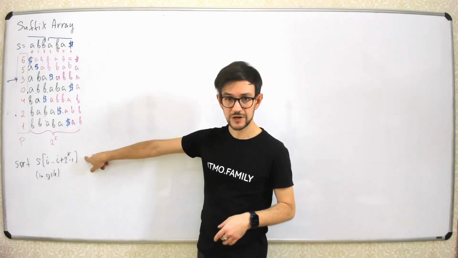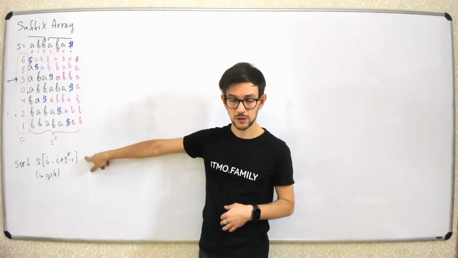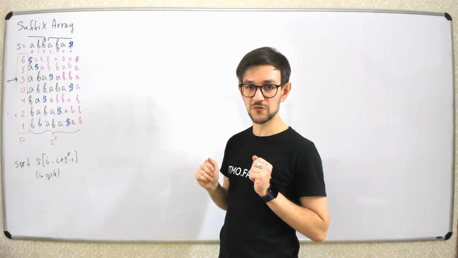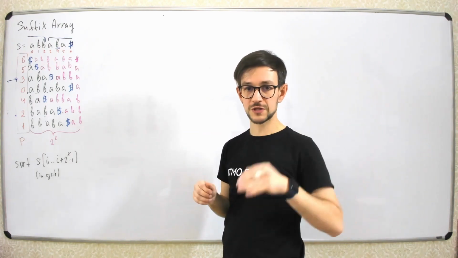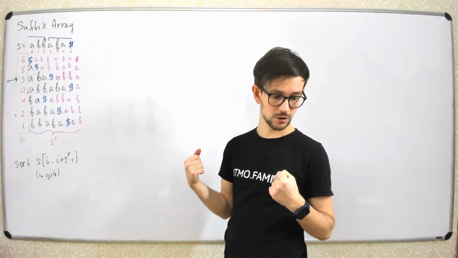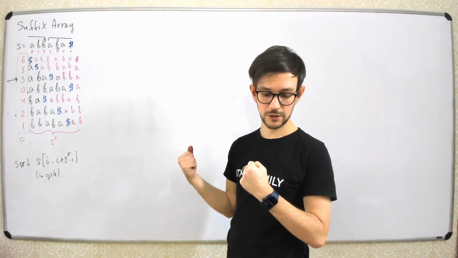So if we sort these strings, we will have the sorted array of suffixes, because the order of suffixes is the same as the order of these cyclic shifts. That's all.